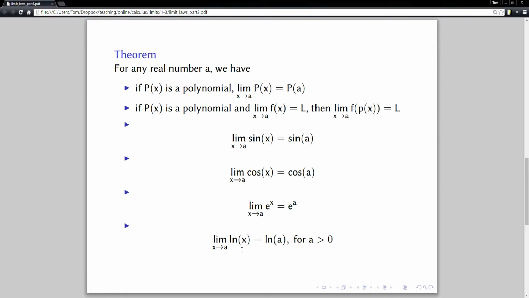e to the x's inverse function, the natural logarithm function, ln, works that way for any number in its domain. The natural log function's domain is all positive numbers, so as long as you're taking the limit at a number that's in the domain of ln, then all you have to do is plug in to find the limit. Again, in calculus, we tend to use the natural log as opposed to the other logarithm functions for reasons, like I said, we'll get into later.